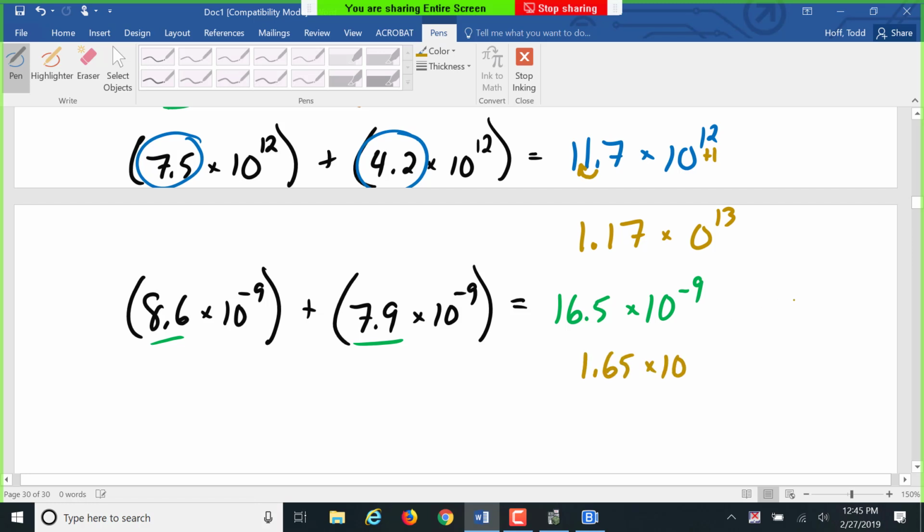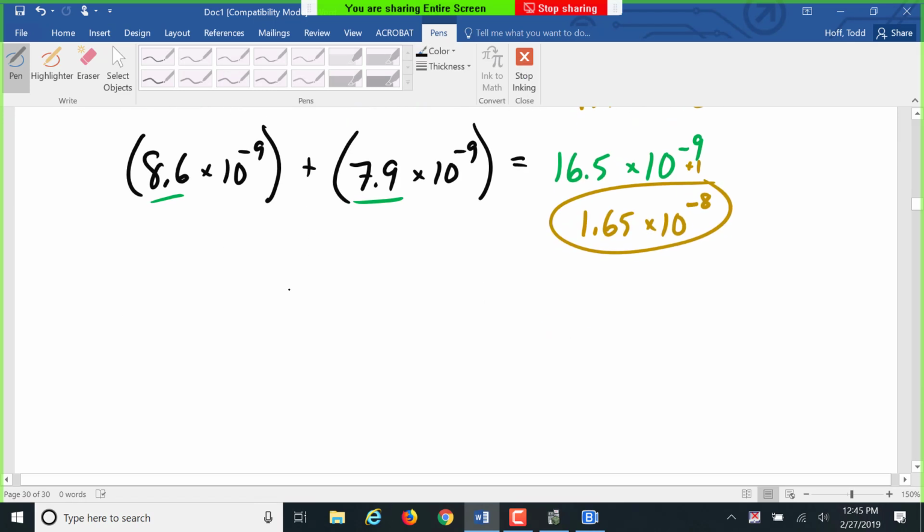So this is the part to be careful with. Times 10 to the negative 8th. Good. The number got smaller. It went from 16 down to 1.6. The power has to get larger. Negative 9 plus 1 is negative 8.